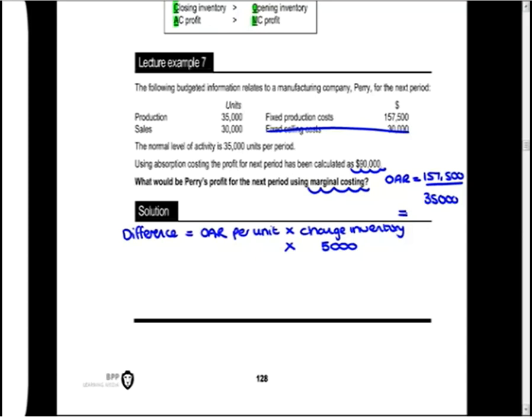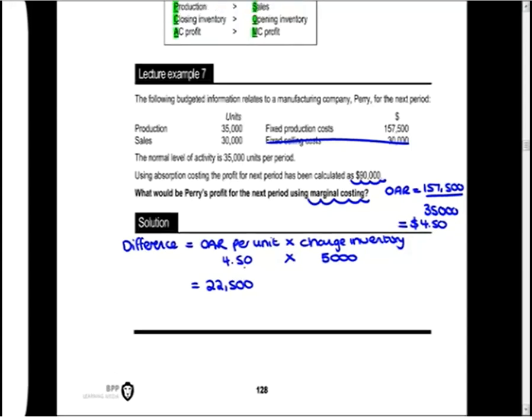So 157,500 divided by 35,000 gives us an overhead absorption rate of $4.50. So step 1 then we've completed, which is to work out the difference in profits, is 22,500. What we have to decide now then is whether marginal costing profit or absorption costing profit will be higher.